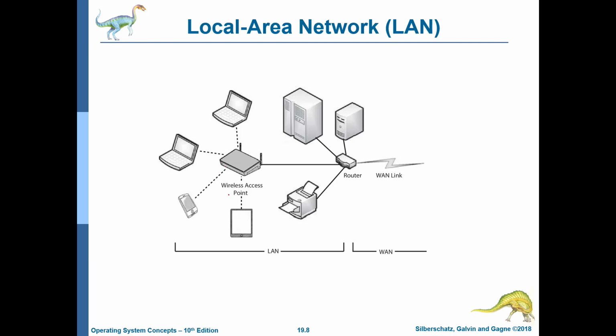So a local area network, as you can see, contains a bunch of machines and peripherals, and it can also contain Wi-Fi access points such that other computers and mobile phones, etc., can communicate with the Wi-Fi access point. And then, of course, the local area network is connected to the rest of the internet via what is called a wide area network or a WAN.